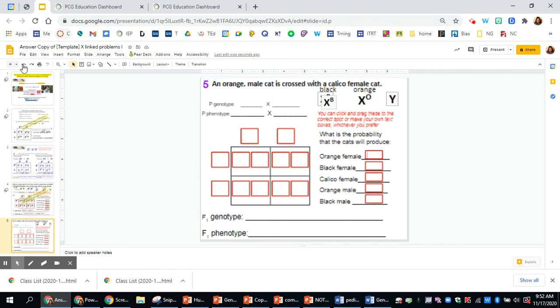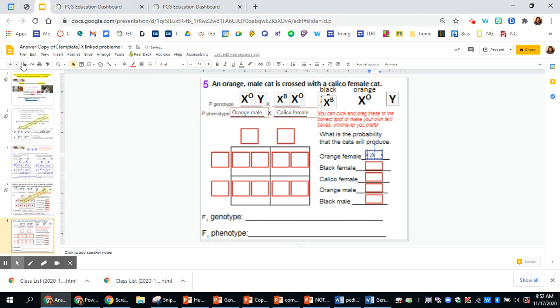And with the last one, we have an orange male with a calico female. And make sure you have your Punnett square set up correctly. That's where a lot of you made mistakes.